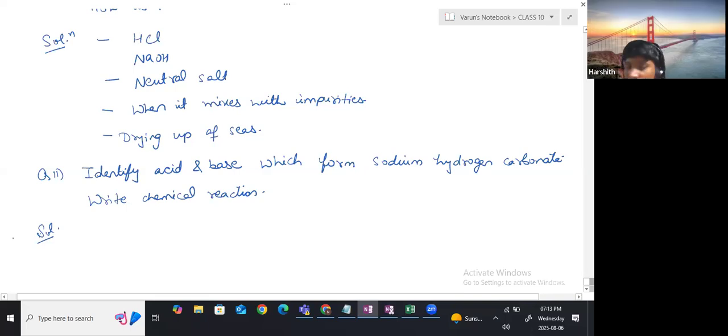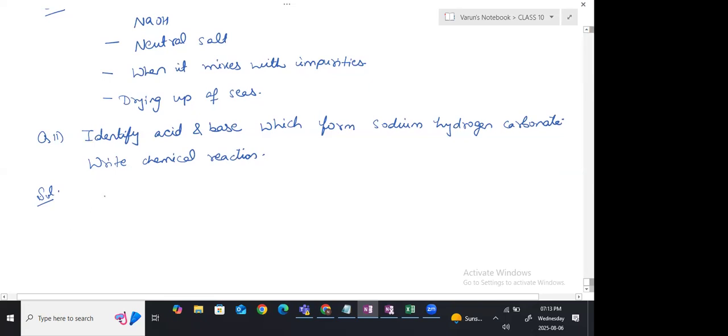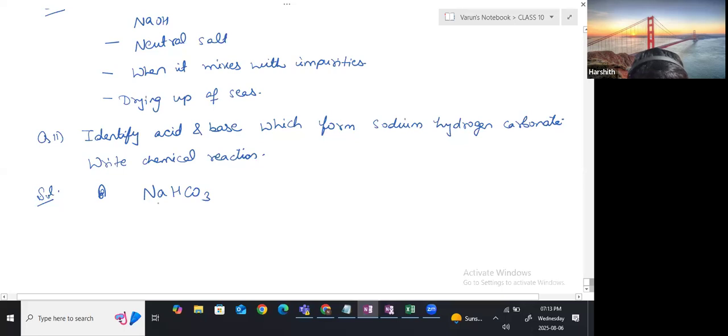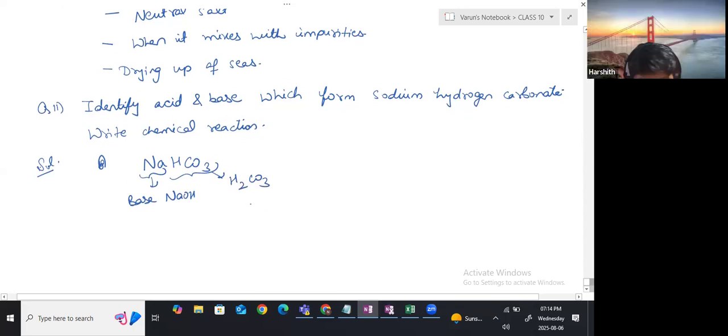And the chemical reaction is NH4. Which one will be the acid? We have to form NaHCO3 over here, right? So the first part comes from the base, so my base will be NaOH. The second part comes from the acid, so it will be H2CO3. What is H2CO3? Carbonic acid.